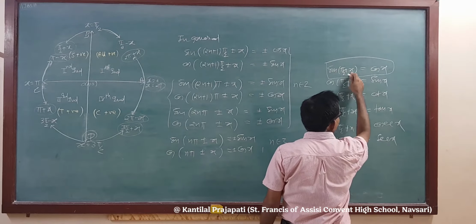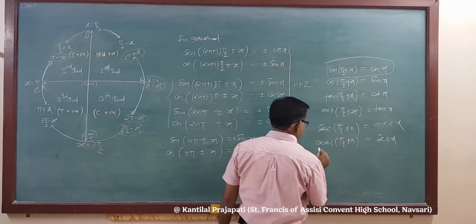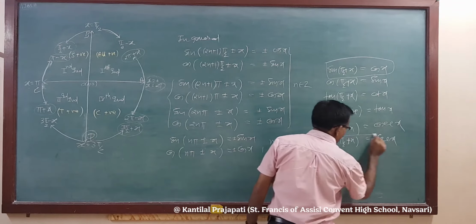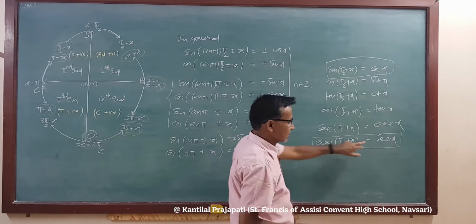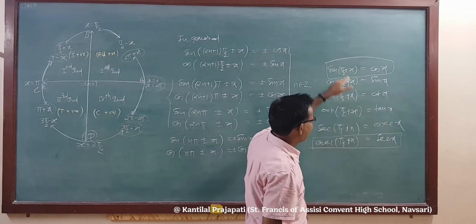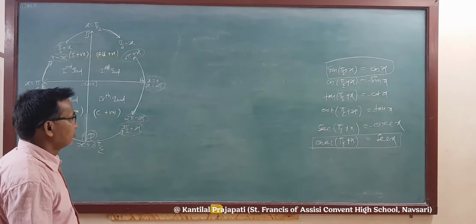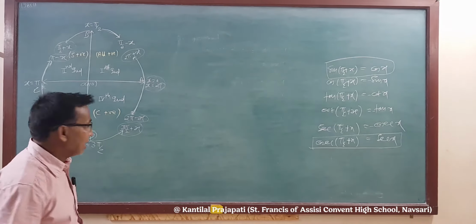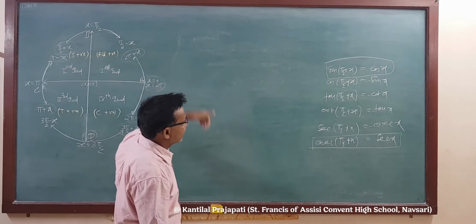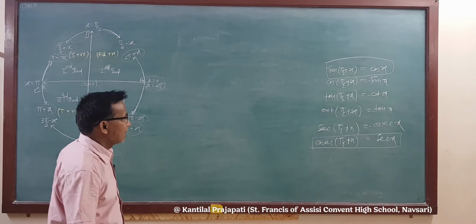Sine of pi by 2 plus x will be plus cos x, and its reciprocal cosec of pi by 2 plus x is sec x. The remaining all are negative. So this will be minus sin, minus cos, minus tan, minus cosec x. Now similarly find the formula for pi minus x and pi plus x.